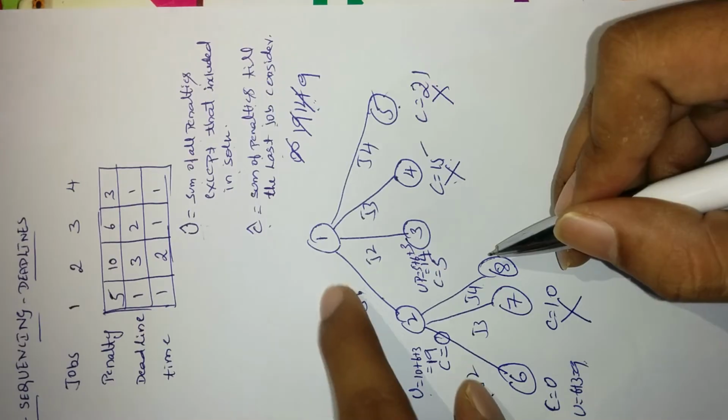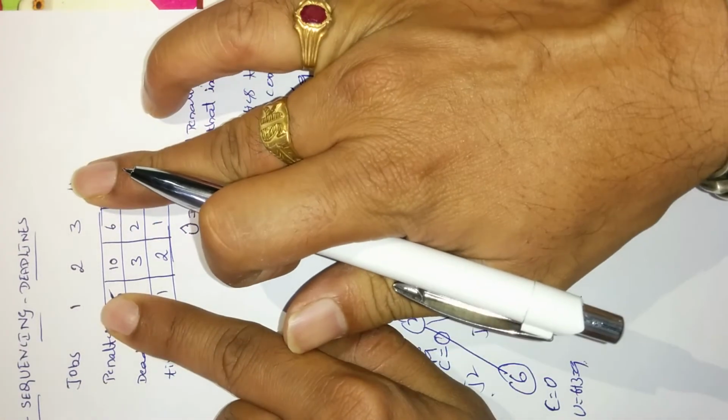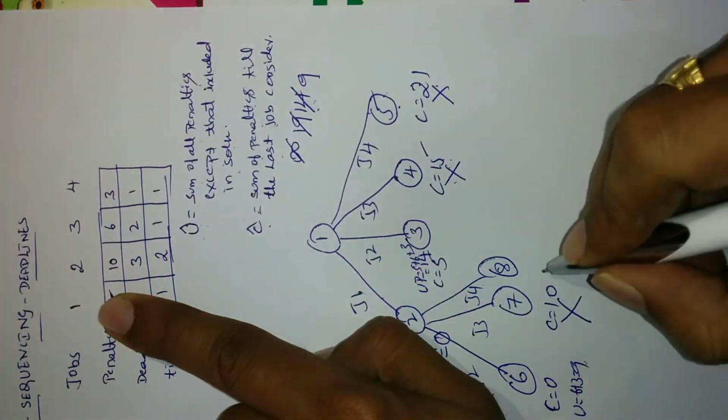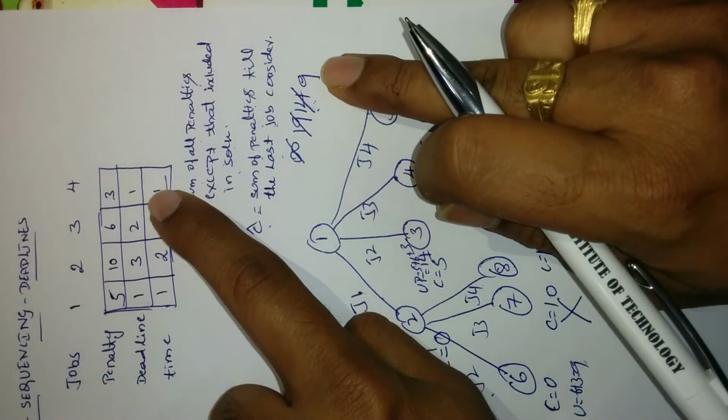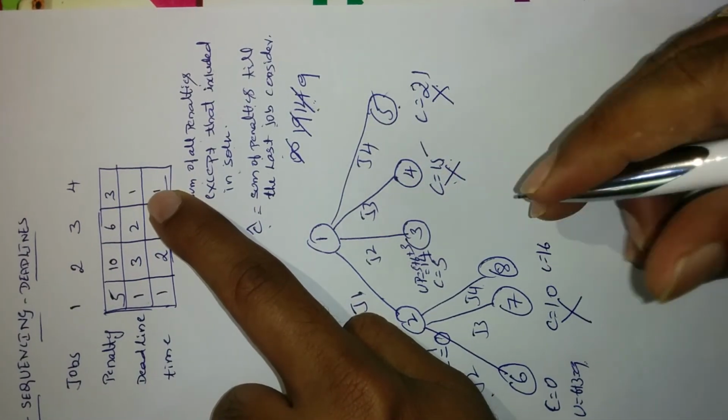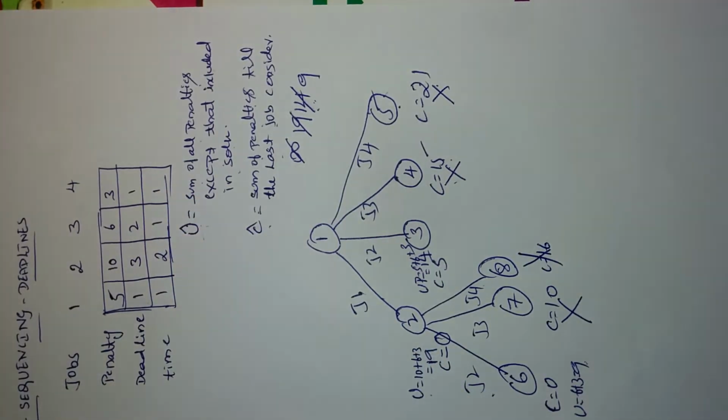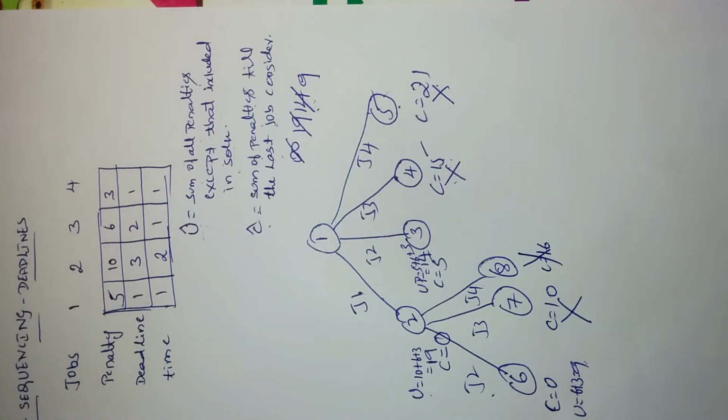Job 4 means we have to take job 1 and job 4. Job 1 and job 4. And 10 plus 6. How much cost is? 16. 10 plus 6 is 16. This also we can't put because this is maximum. Kill this node. Clear? This is very important topic.